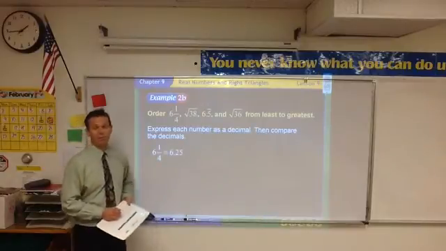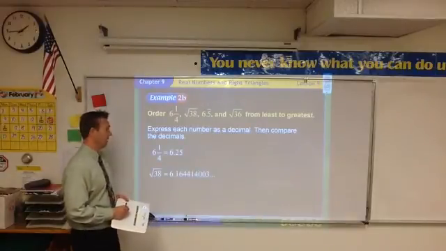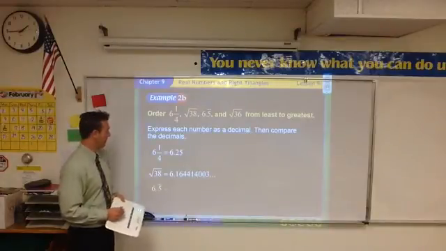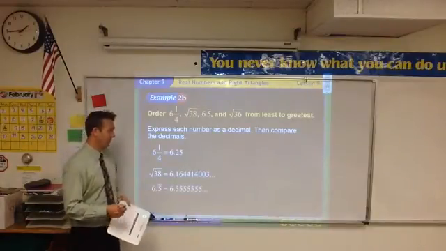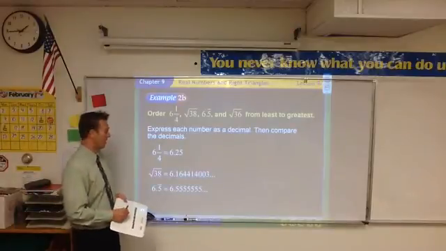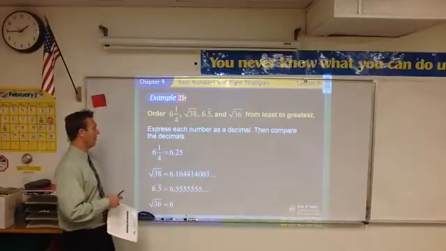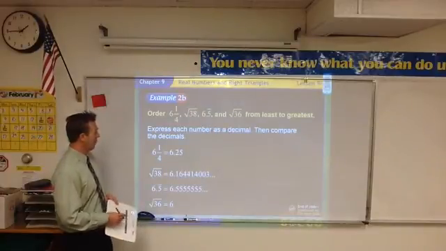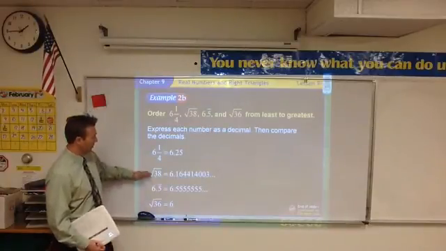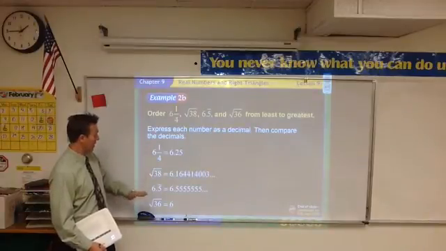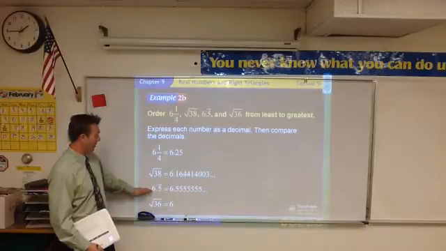So 6 1/4 is 6.25. Square root of 38 is 6.16, yada yada yada. 6.5 repeating would be 6.5555 and going on and on forever. And the square root of 36 is 6. So now we're going to order them from least to greatest. And when we do that, we'll see that the square root of 38 would be the smallest. Then the next one would be 6 1/4. And then it would be 6.5 repeating.